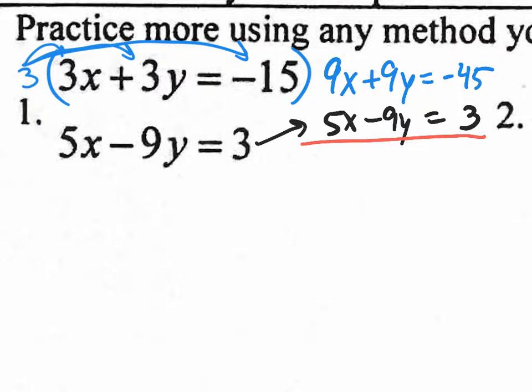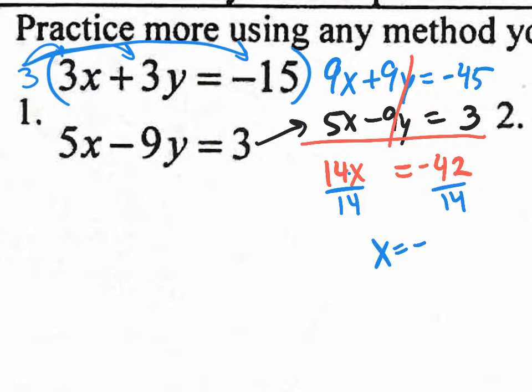When you combine 9 and 5, you get 14x. When you combine positive 9 and negative 9, that cancels out. We end up with a negative 42 right here. And luckily, when we divide by 14, we end up with x equaling negative 3. And that is one answer. If you need the other answer, all you have to do is plug it in.